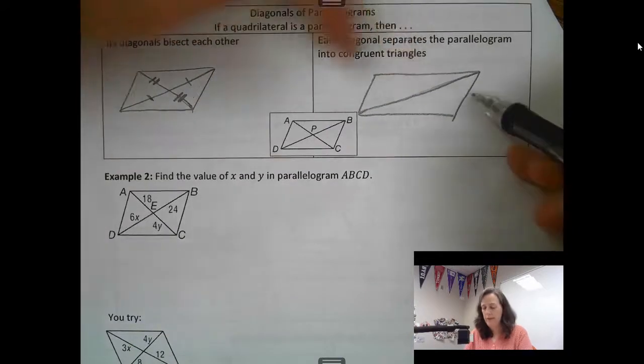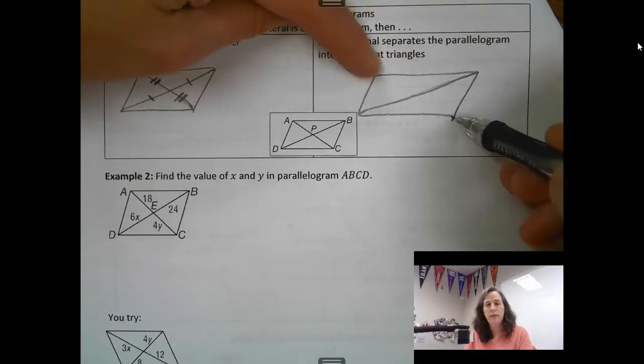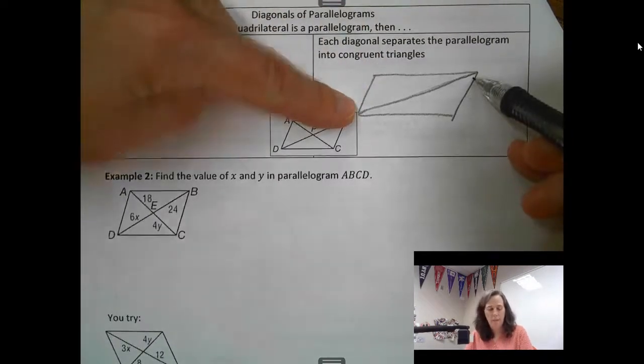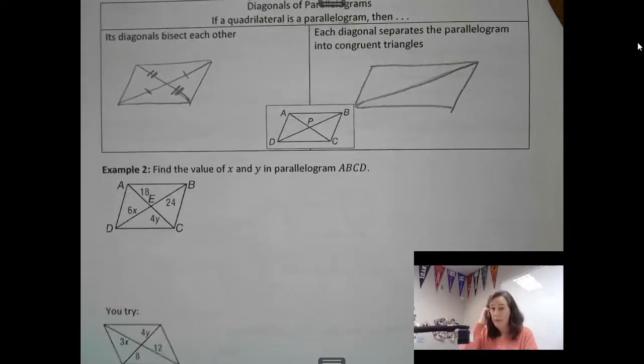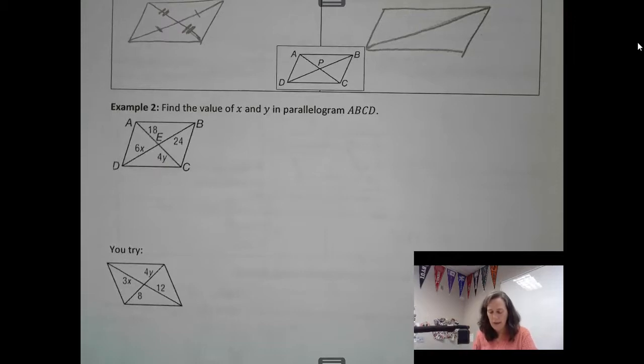They're congruent. These sides would be congruent. Opposite angles would be congruent. This angle would be congruent to this angle. So we've set up two congruent triangles. And we know a lot about triangles, right? We did a whole chapter on those. Okay, let's see what happens then.